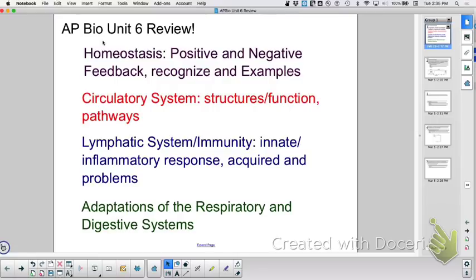Okay, first thing on homeostasis is going to be any kind of questions about positive and negative feedback, and being able to give a strong example of each. Being able to differentiate between the two.